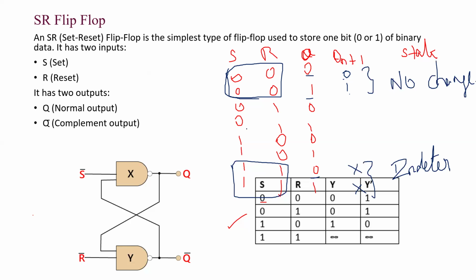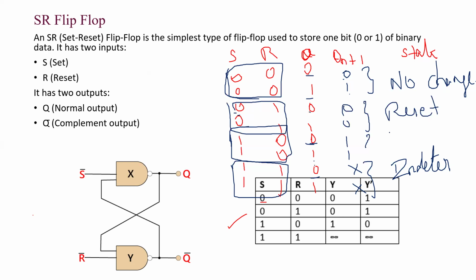Now here, with S and R as 0 1, the output goes to 0. This is called the reset state. And with 1 0, the output becomes 1. This is called the set state. So we have to understand that this is how it works.